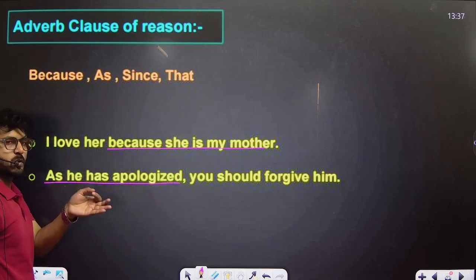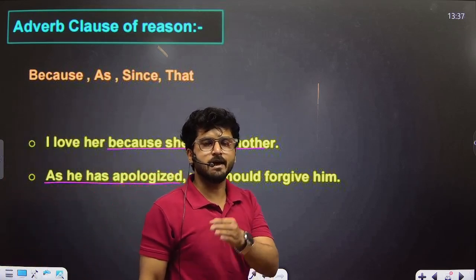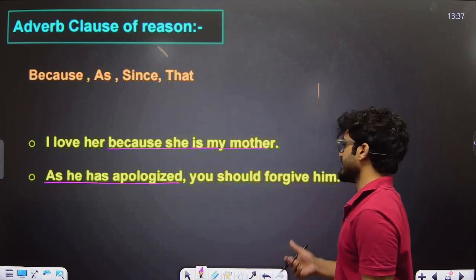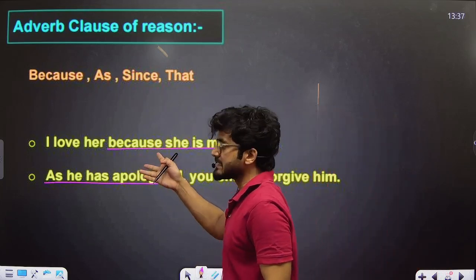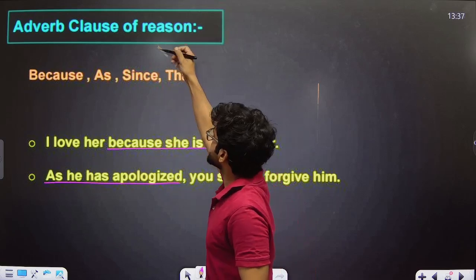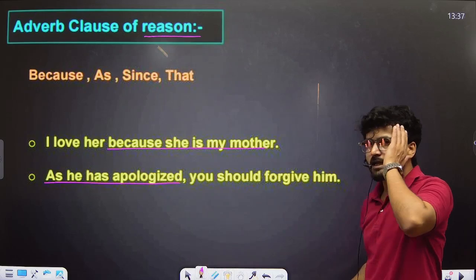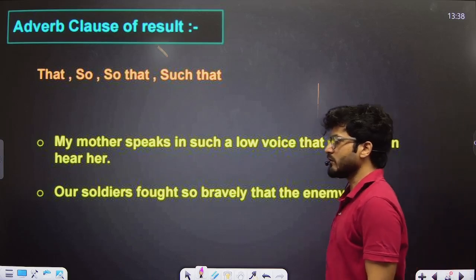Okay, as he has apologized, चूंकि उसने अपोलोजाइज कर दिया है, माफी मांग ली है, आपको उसे माफ कर देना चाहिए. Got it? So here what are they? The reasons. Okay, they are providing the reasons to us in the sentences. You are getting the idea of reason. Got it? So that will be the adverb clause of reason.